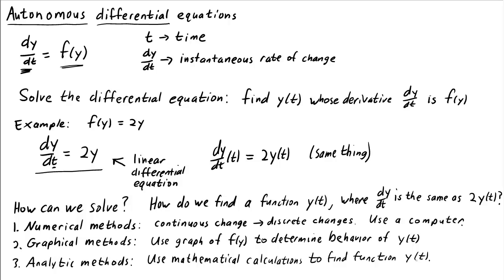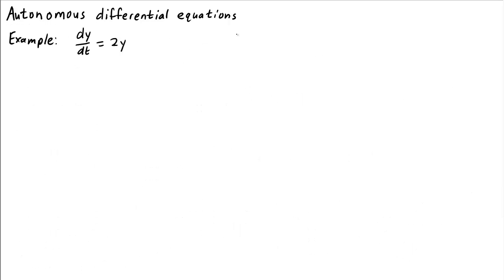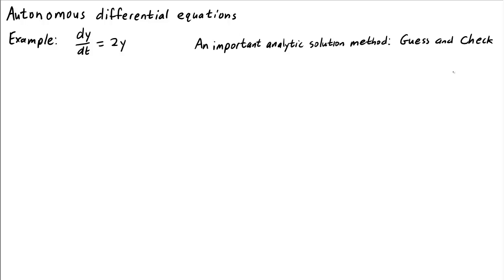These analytic methods can be quite complicated, but in the remainder of this video, we'll use a simple analytic method to solve our linear differential equation. To solve our linear autonomous differential equation, dy dt equals 2y, we'll use an important analytic method, which is called guess and check. Guess and check is a perfectly valid method because if you can find any function that satisfies the equation, you've found a solution. It doesn't matter what method you use to find the function, as long as you can show it is a solution, you've accomplished the task.